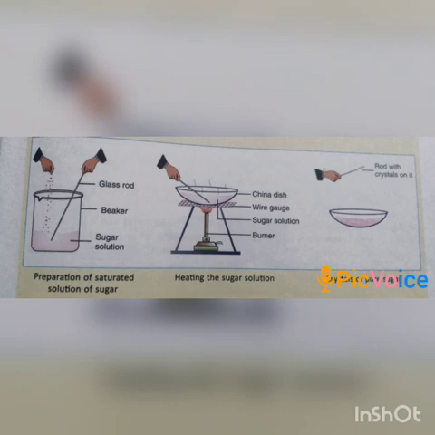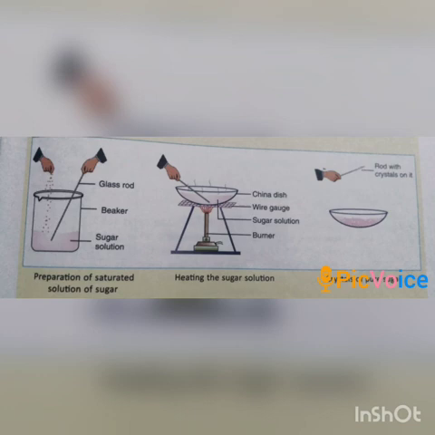Crystallization is a process which separates a pure solid in the form of its crystals from a saturated solution. Again, I'm going to explain crystallization with an activity. We take 100 ml of water in a beaker and prepare a saturated solution of sugar in it. For this, we keep mixing sugar in water until it can dissolve no more sugar. We transfer this saturated solution into a china dish.